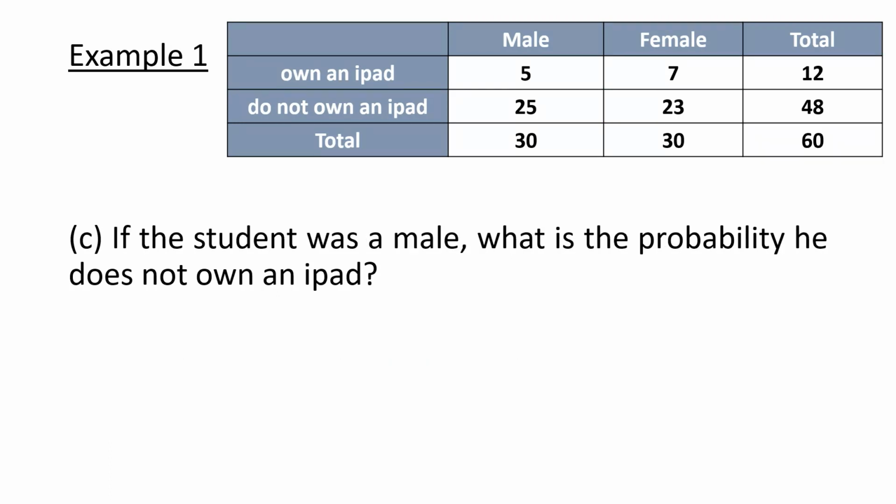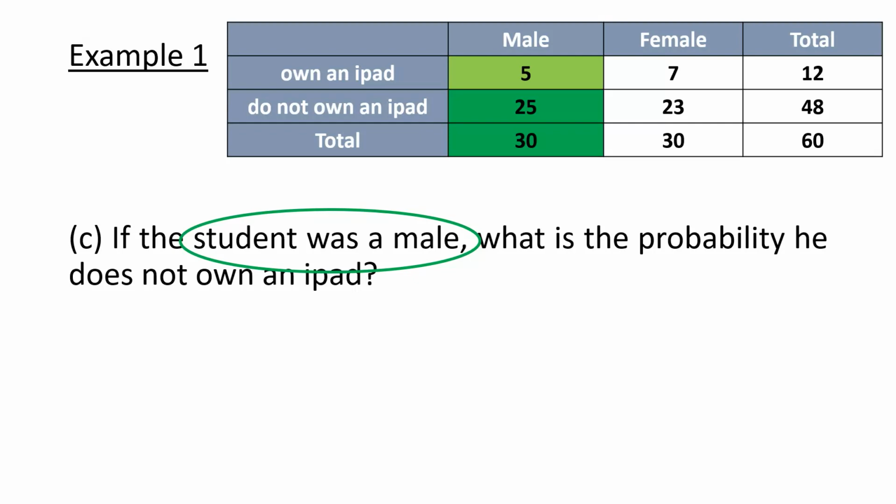Part C, if a student was a male, what's the probability he does not own an iPad? Now, we've put a condition on this, if the student was a male. So we're not interested in all 60 students anymore. We're only focusing on the 30 males. So out of the 30 males, what's the probability he does not own an iPad?